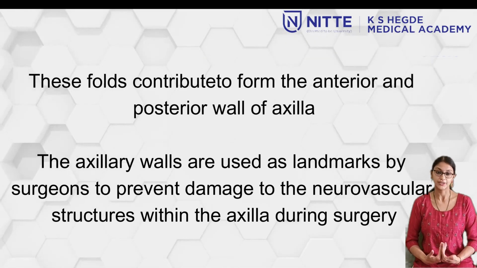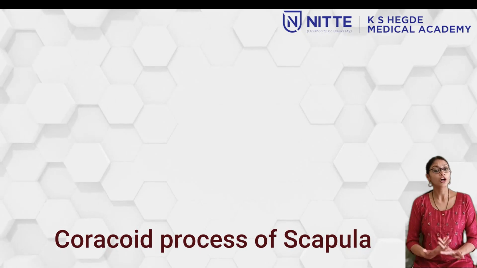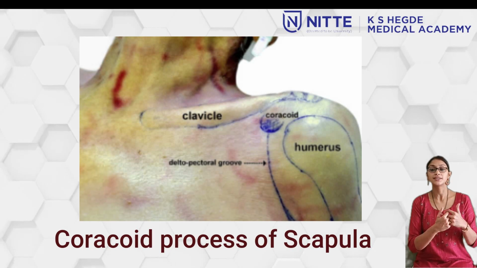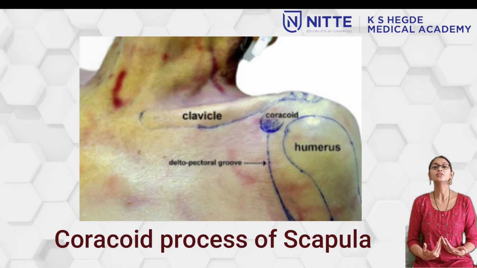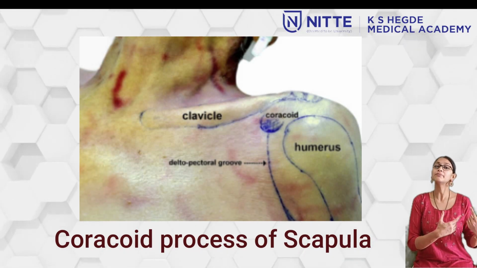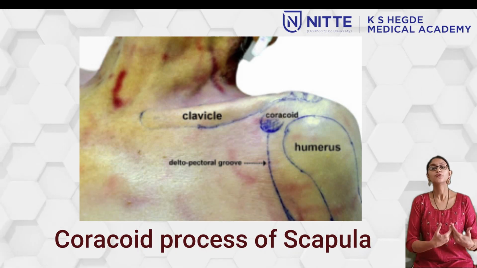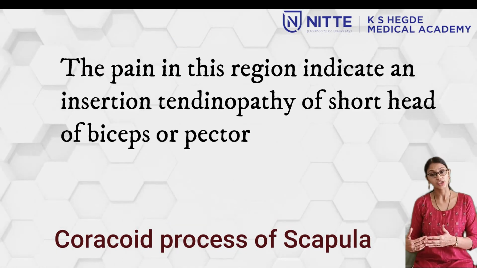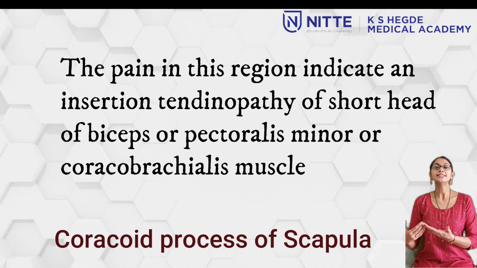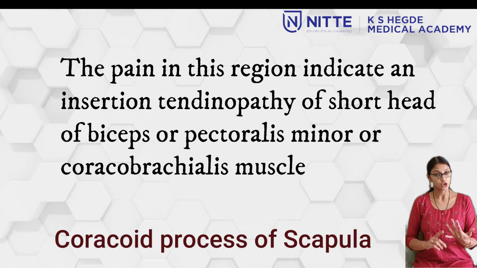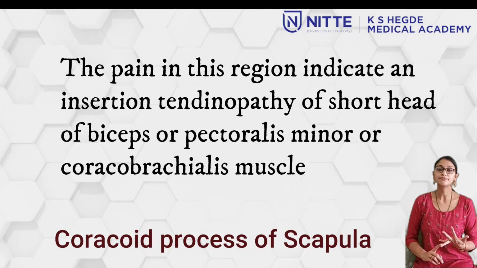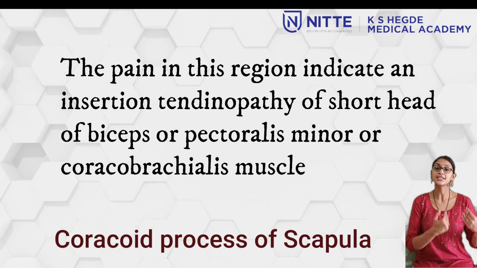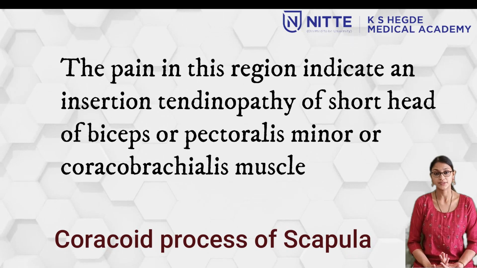axilla during surgery. Coming to the coracoid process of the scapula. About 2.5 centimeters vertically below the junction of the lateral one-fourth and medial three-fourths of the clavicle, you feel for the coracoid process of the scapula. Pain in this region indicates an insertion tendinopathy of the short head of biceps, pectoralis minor, or coracobrachialis muscle, because these muscles receive their insertion into the coracoid process.